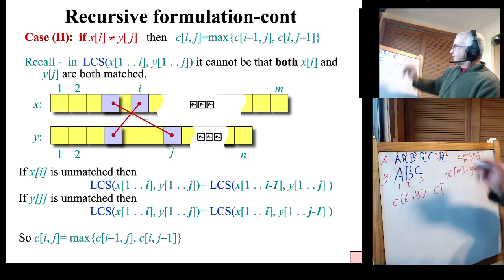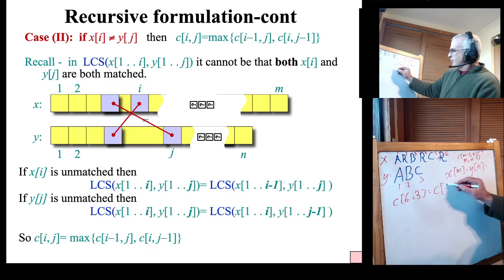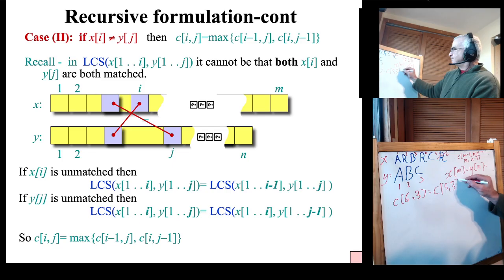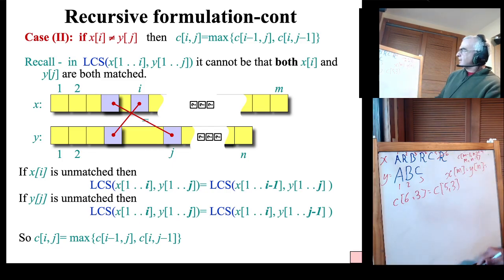This R is not going to be matched. So I'm looking at C of 5 and 3. M minus 1, but then N stays the same. Which of the two cases should I apply right now? The case that xi equals yj, or the case of xi is not yj? Somebody else, not Jacob? Please, not everybody at once.